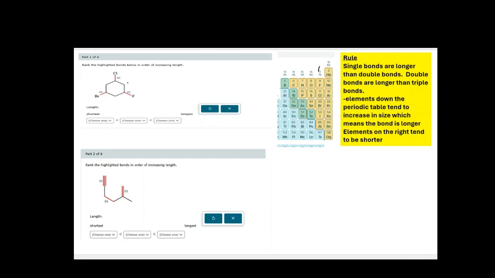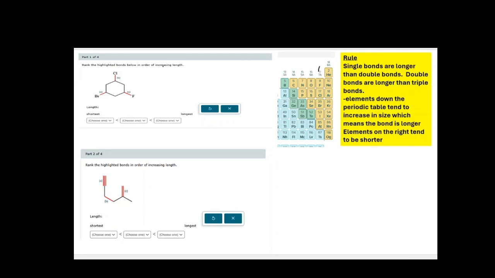You might have a variation of this question where, instead of chlorine, bromine, and fluorine, it might ask nitrogen, oxygen, and fluorine. In this case, fluorine is going to be the shortest, and then nitrogen is going to be the longest.